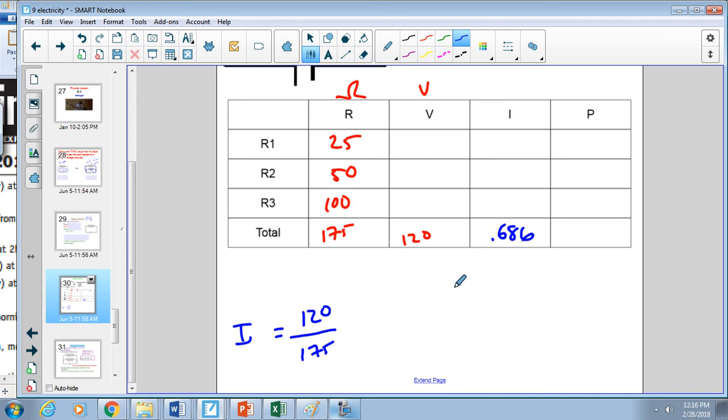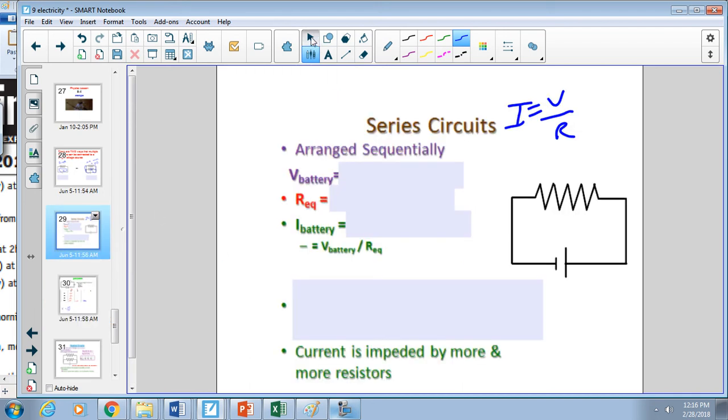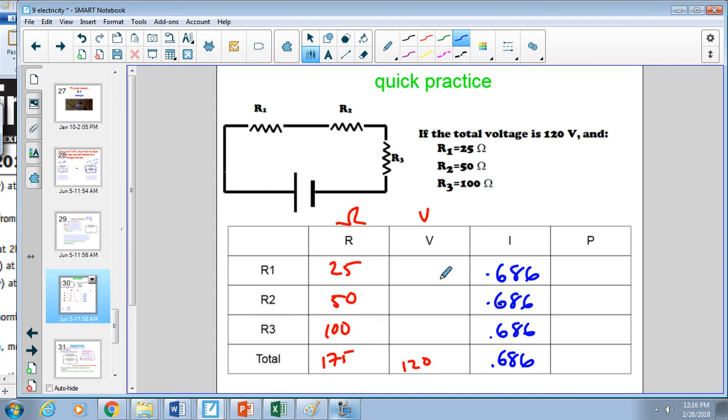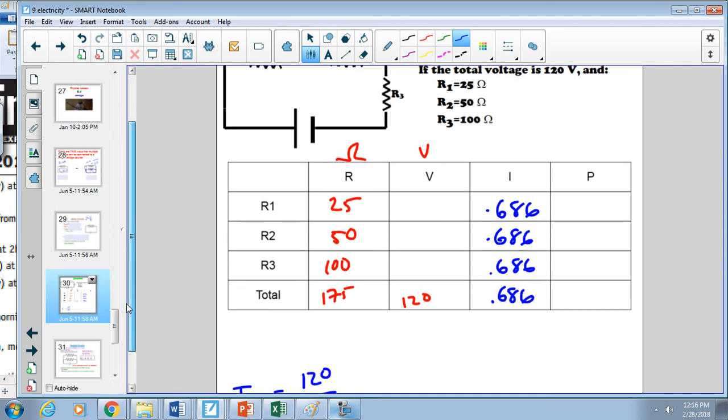Now the thing about current is that current equals current equals current. Just like before, once you find your total current, you are set to go. So this is all 0.686. Yes! Thank you very much.